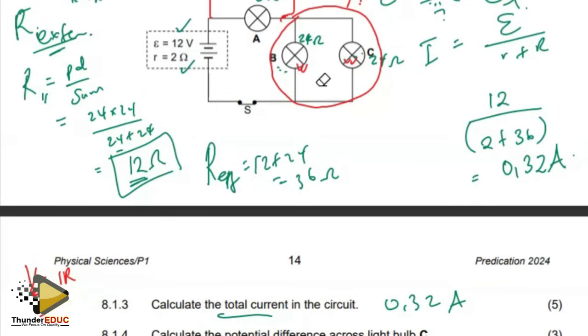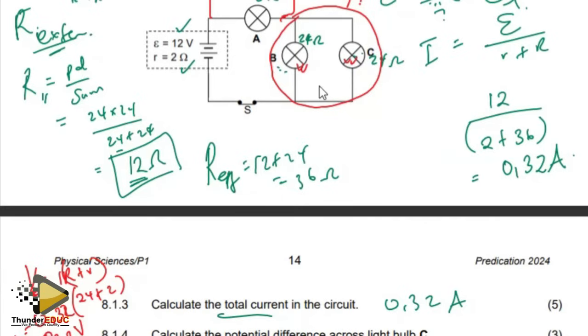Okay, let me do this. I'll just include the small r so that I just focus on this. So if my I is 0.32, into 24 plus 2, that should give us the V external. That's the external voltage. So 0.32 multiplied by 26, we're getting 8.32 volts, instead of the 12.